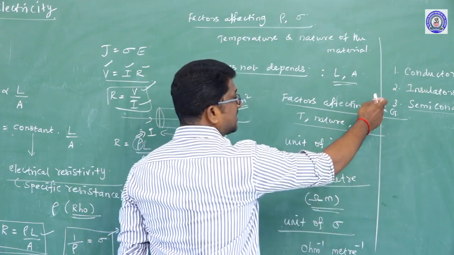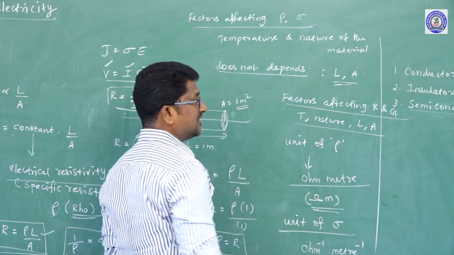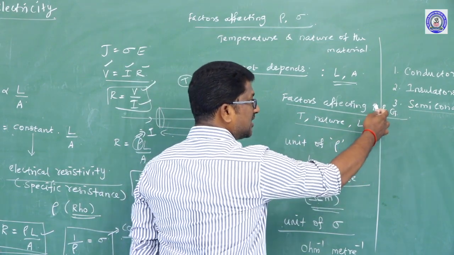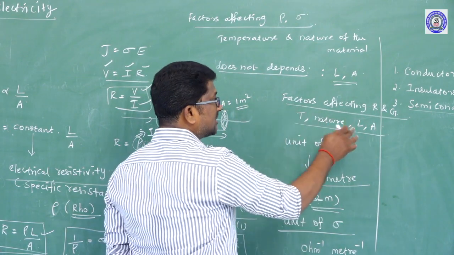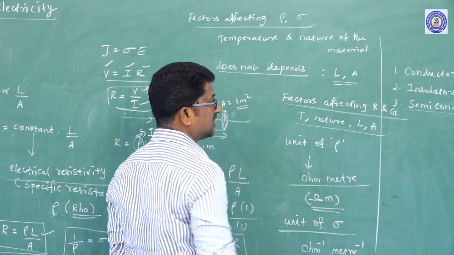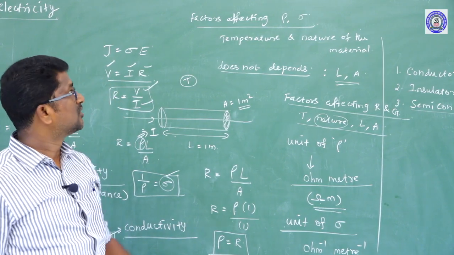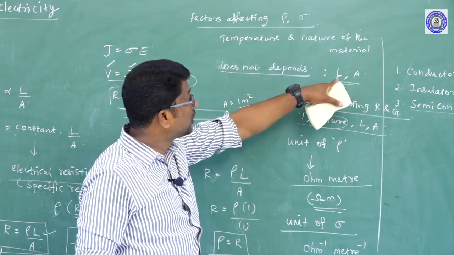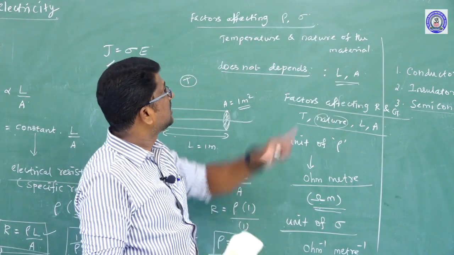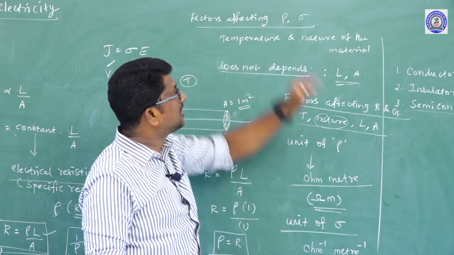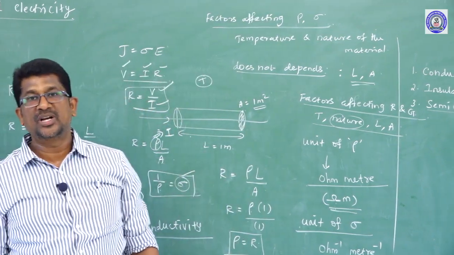If the length changes, resistance as well as conductance values change. If area of cross section changes, resistance and conductance values change. If temperature changes, resistance and conductance values change. If the nature of the material changes, the resistance and conductance change. But electrical resistivity does not depend on length and area of cross section. It depends on temperature and the nature of the material.